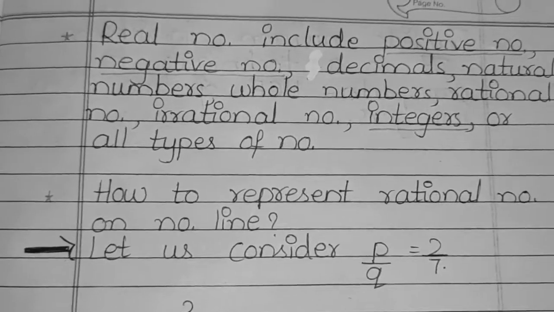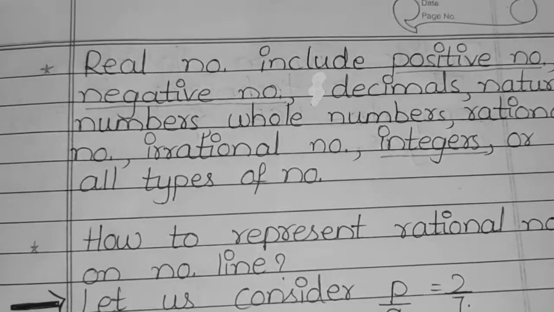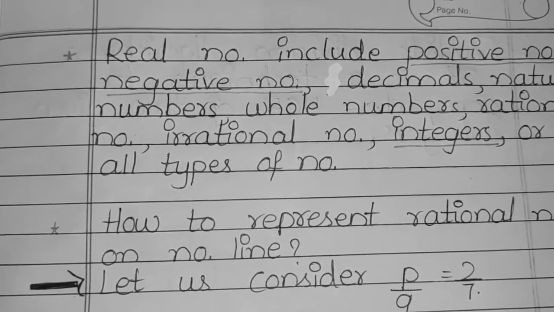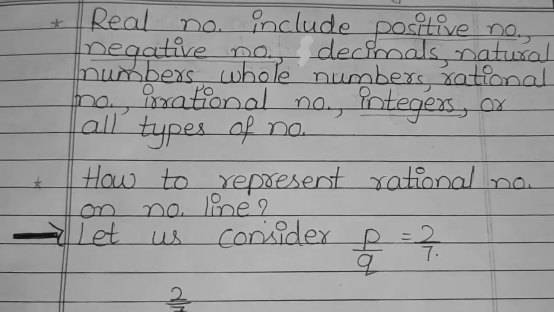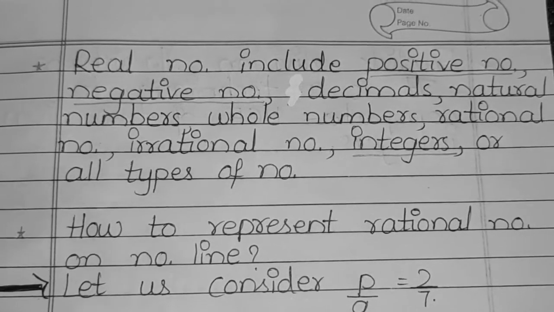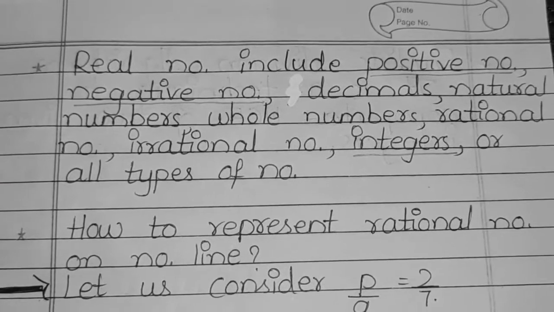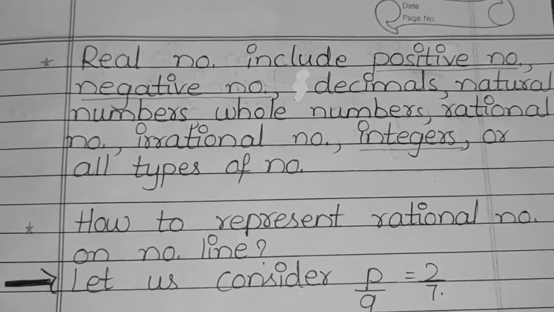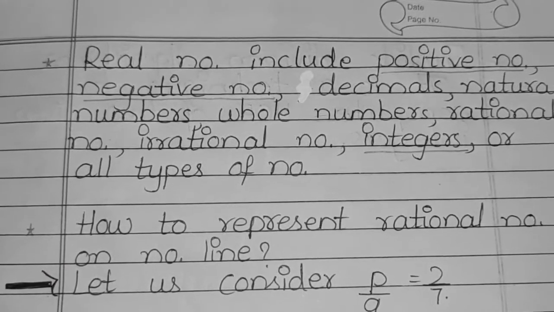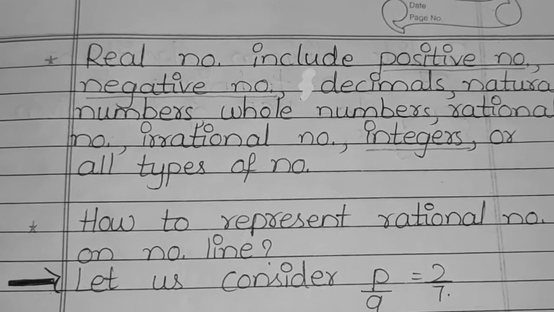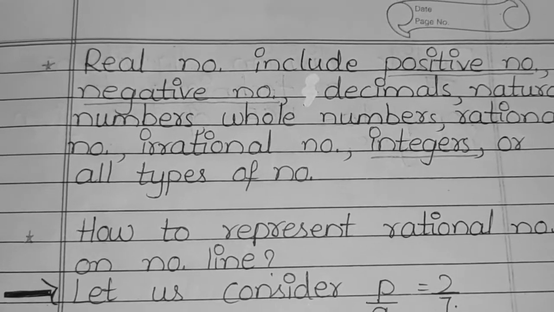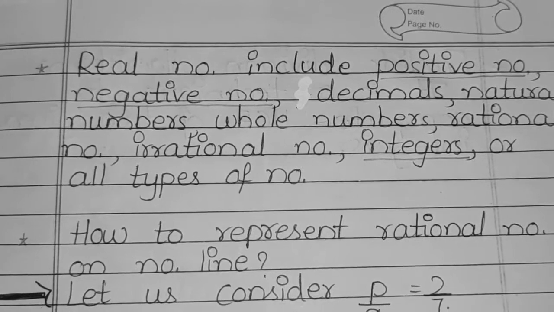Now, what all do real numbers include? I have told you that they are represented on the number line. Real numbers have positive numbers and negative numbers, as I told you on the number line. Those positive numbers and negative numbers are called integers. I have underlined those three words.